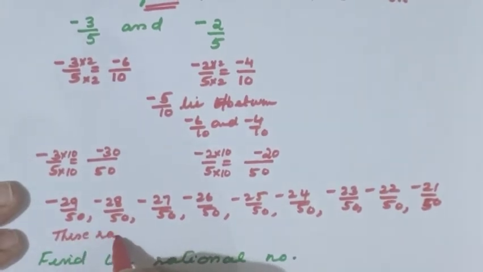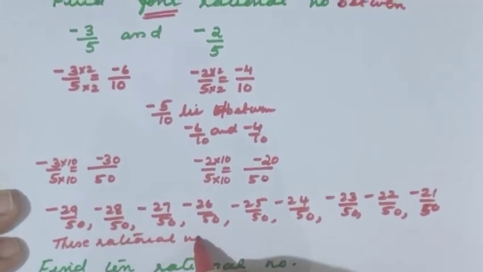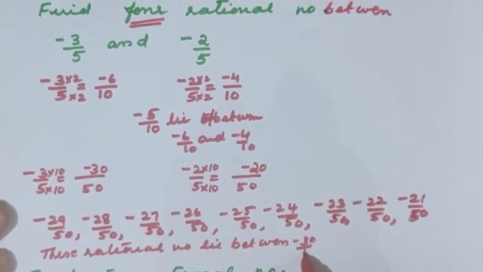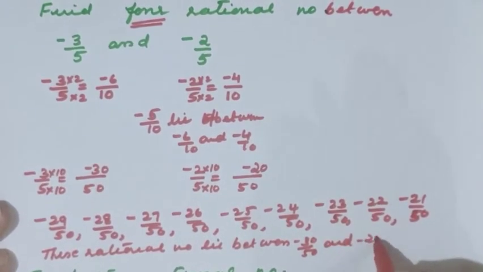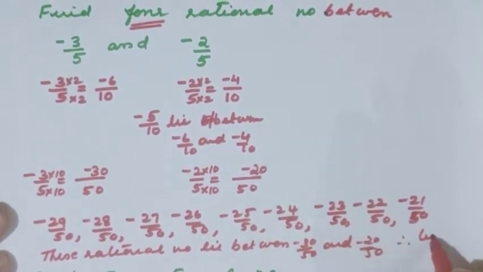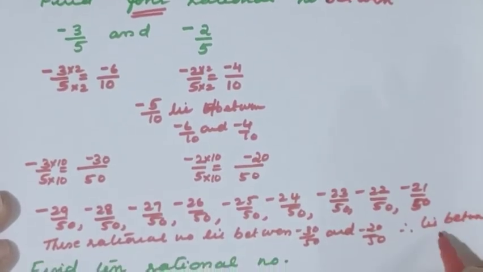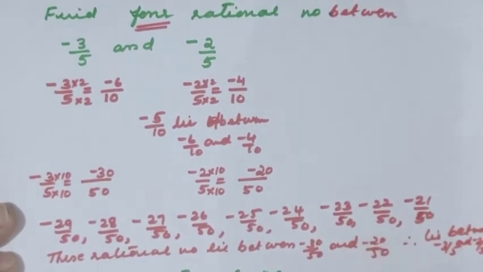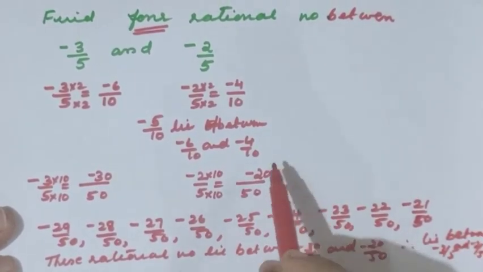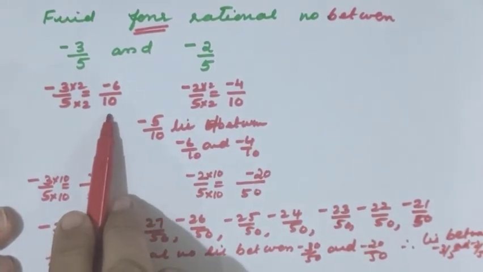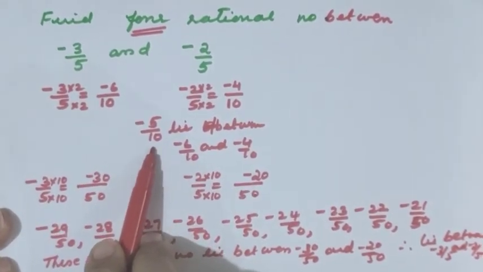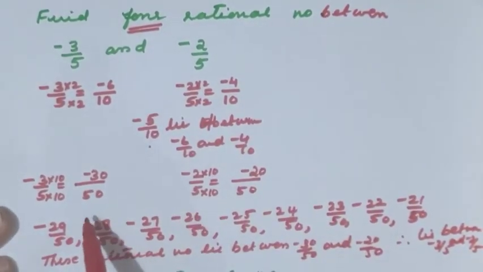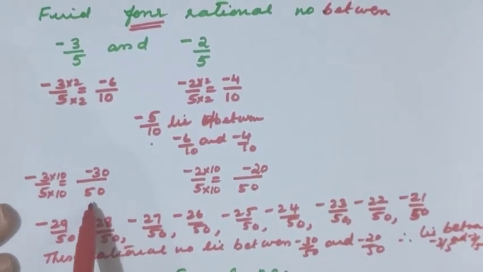These rational numbers lie between minus 30 by 50 and minus 20 by 50. So they lie between minus 3 by 5 and minus 2 by 5. See, this is an example only, so for understanding the concept we are telling this now. First we considered 10. We are able to find only one rational number, so that is not the solution. The question is asked for 4 rational numbers. What have we done? We have changed the denominator to 50.